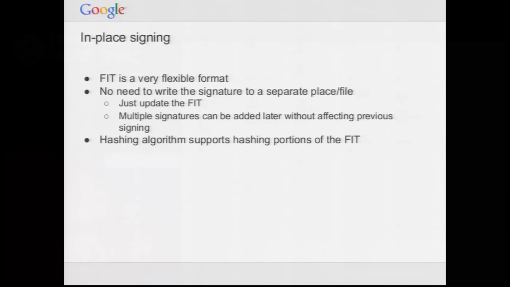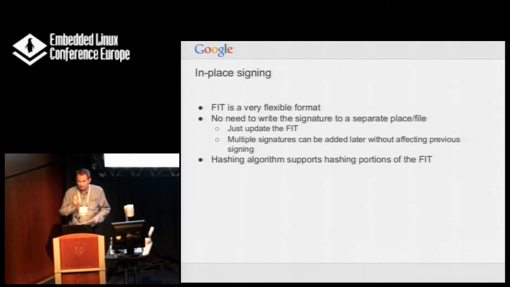I guess you've picked this up, but we're using what's called in-place signing. So when we take a FIT, we sign it, and we still have a FIT. We're not required to have separate signature files. It's quite a nice property because you can still just send somebody a kernel image or whatever you want to call it, and they can use it. It might have signatures in it, it might not. You're not having to send them multiple files.